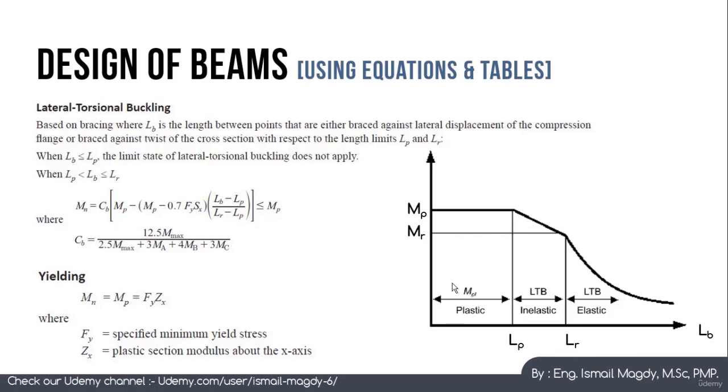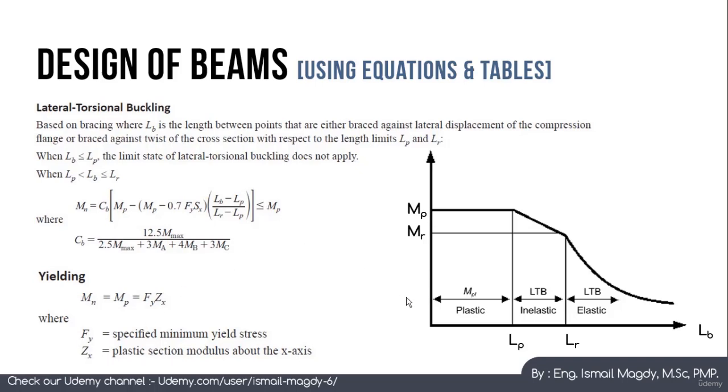If you are in the plastic zone, which means that your LB is lower than the LP, this means that the limit state of lateral torsional buckling does not apply, which means that you can apply directly in the yielding equation, which is Mn equals MP, the plastic moment, equals F yield multiplied by Zx, where Zx is the plastic section modulus, and you can get it from a table as you are going to see in this video.